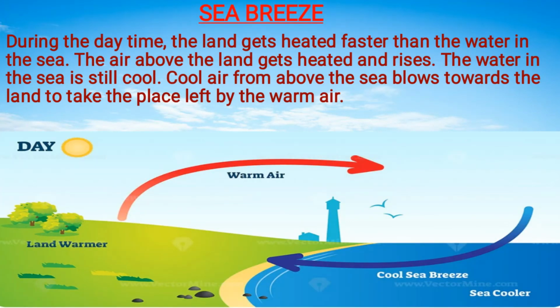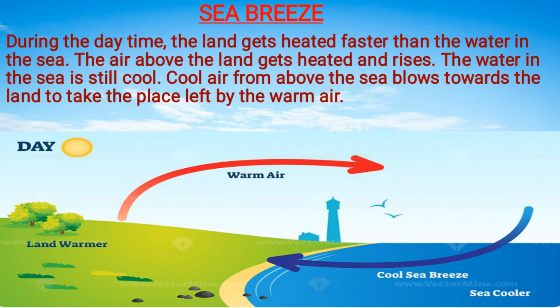Next, let's see what is sea breeze and land breeze. First of all, let's see what is sea breeze. During the daytime, the land gets heated faster than the water in the sea. The air above the land gets heated and rises. The water in the sea is still cool. Cool air from above the sea blows towards the land to take the place left by the warm air. This is known as sea breeze.